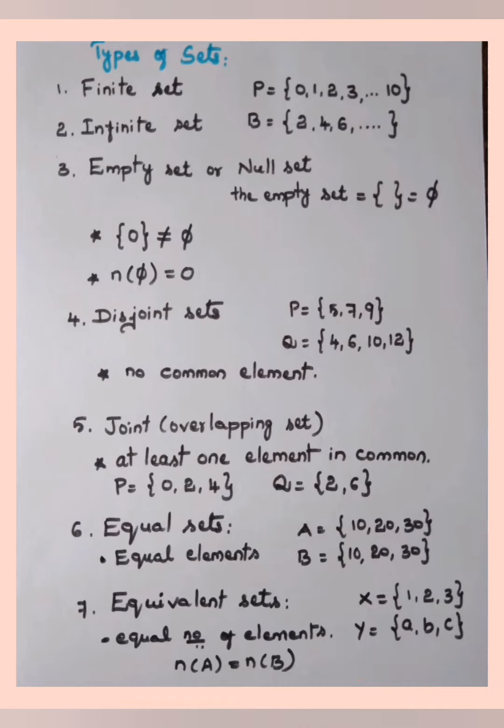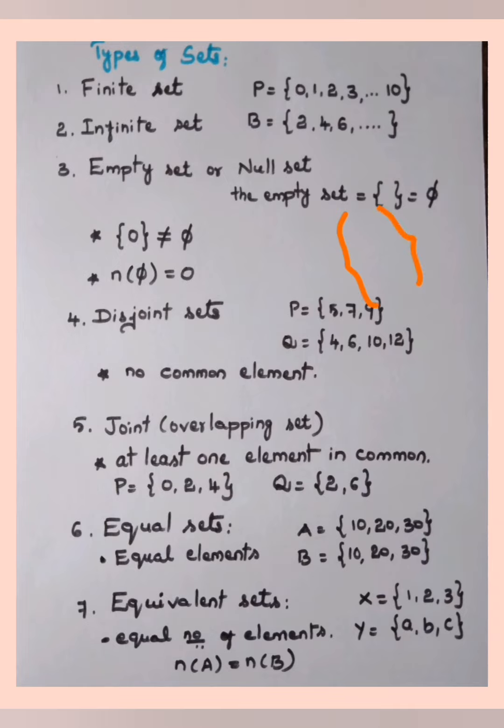Let's recall the types of sets now. Finite set: a set having a finite number of elements is called a finite set. For example, the well-defined numbers 0 to 10, it is a finite set. An infinite set is a set which contains an infinite number of elements, starting from 2, 4, 6, and it goes on like this. So this is an infinite set. An empty set or null set is a set which contains no element, just a flower bracket.